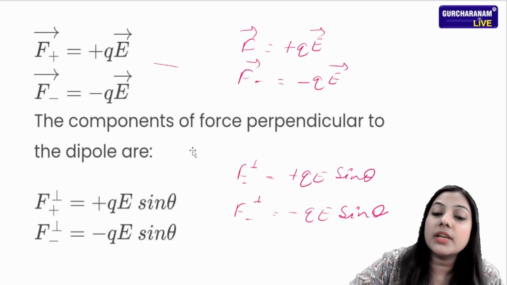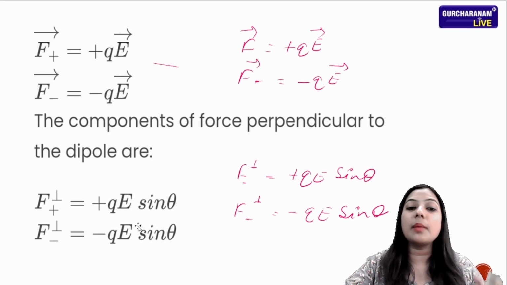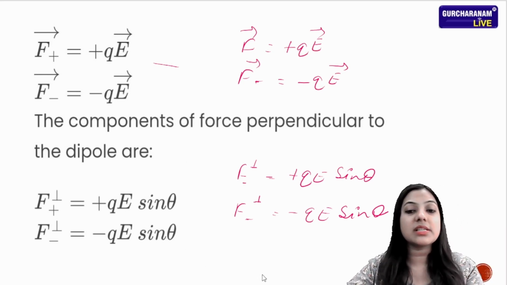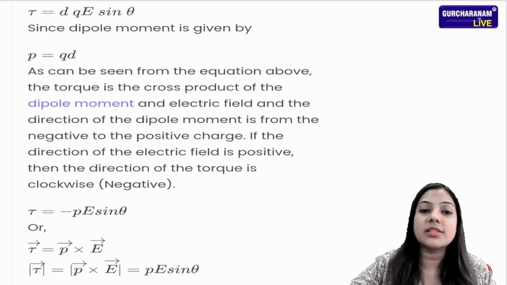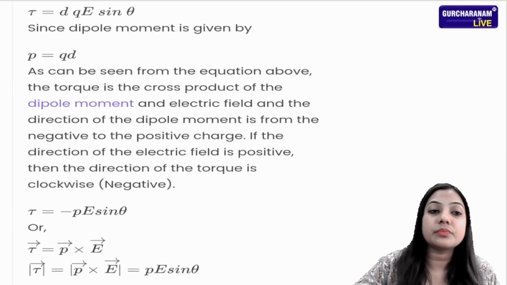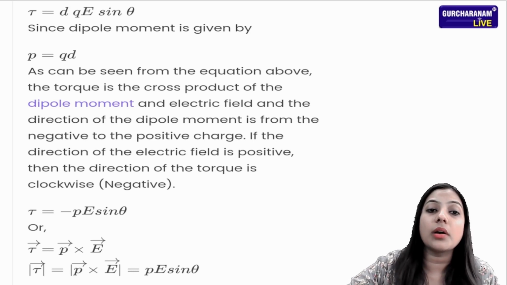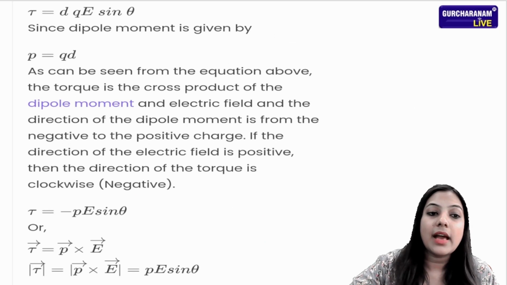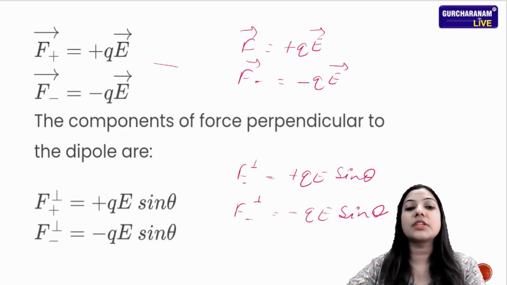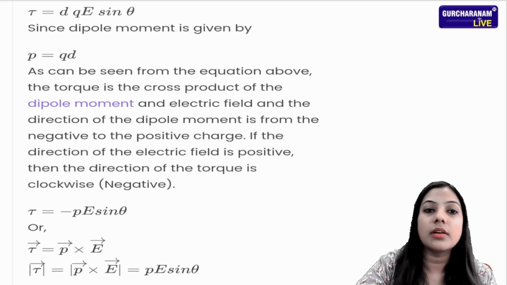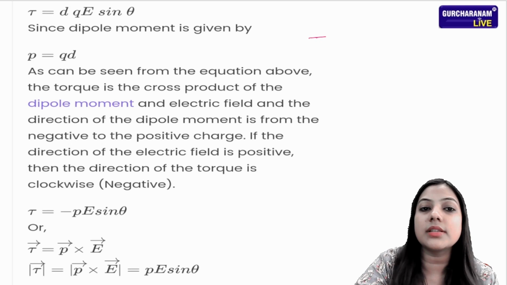The components of force perpendicular to the dipole due to plus Q and minus Q charges are plus QE sin theta and minus QE sin theta. Now, what is the value of torque? It is F into r. And what is the value of force? QE sin theta. So we know that torque is equal to QE sin theta.